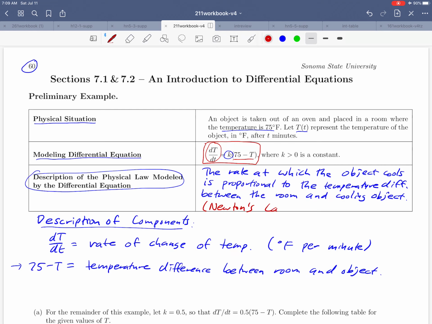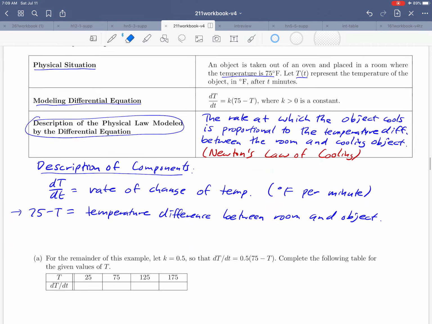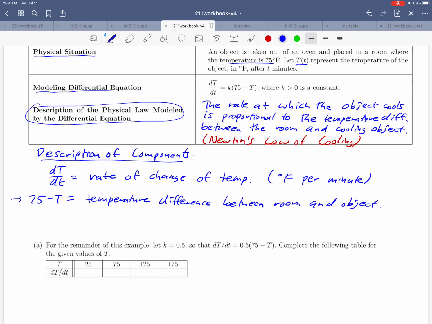It basically tells us that an object is going to cool faster if the temperature change between the room and the object is large. All right, so now we want to go a little bit deeper here and think about what kind of information does this differential equation give us. Okay, so let's clear away a little clutter here, and we'll scroll down and start looking at part B.